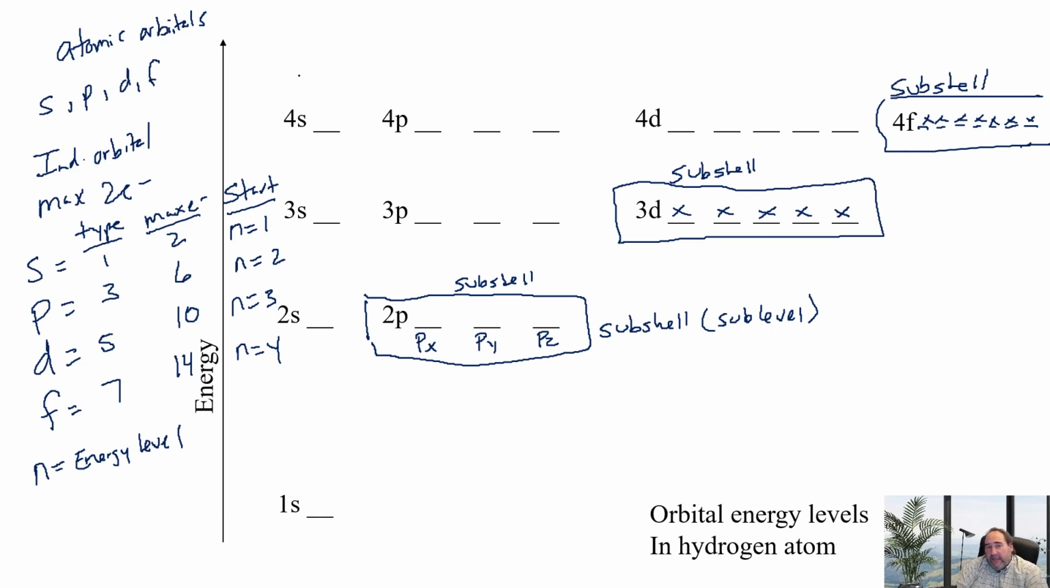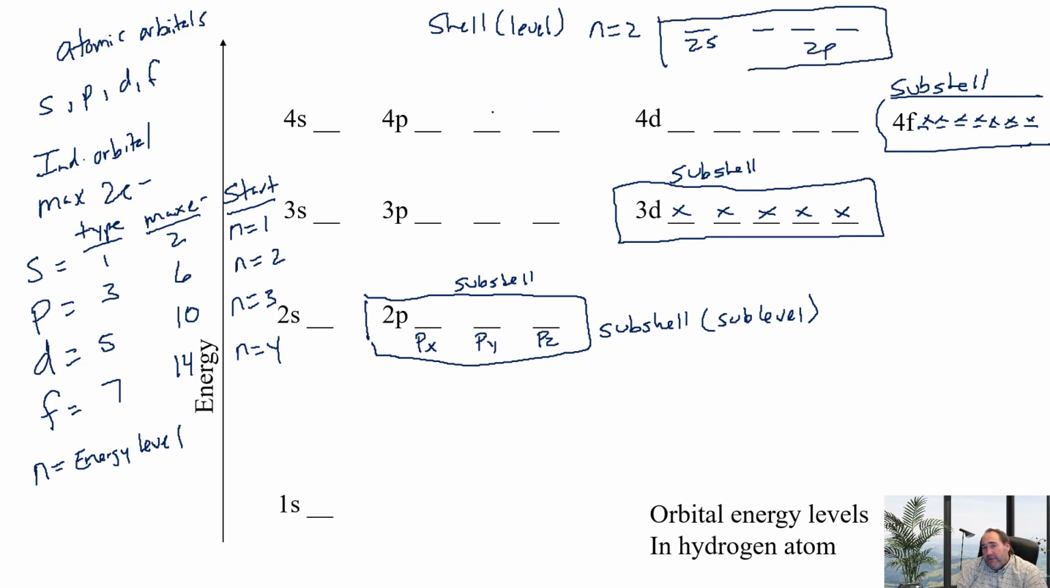Remember that if you have a shell or a level, depending on your book, that is all the orbitals on a particular energy level. So if we did the n equals 2 level, we would have a 2s orbital and we would have our 2p subshell. If we're talking about how many electrons are on the entire shell, or level, it would be all those individual orbitals with a 2 in front of them on the second energy level, and that would give us 2, 4, 6, 8 electrons if we completely filled that level.